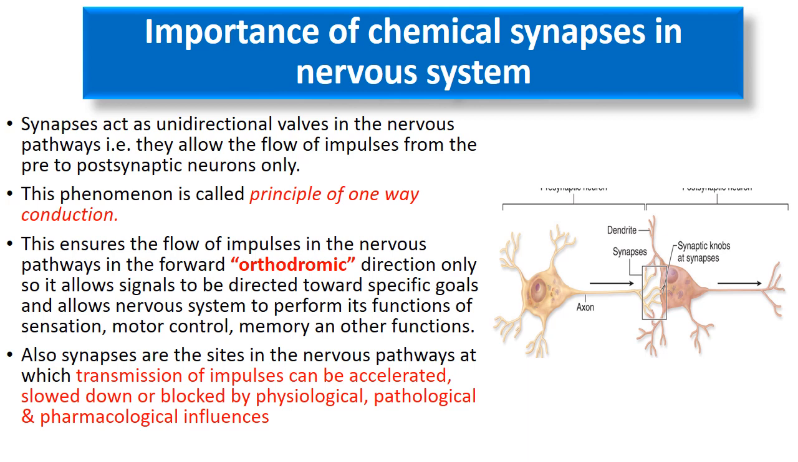So they are the site for the impulse, where the impulses can be accelerated, slowed down, or blocked either by physiological, pathological, or pharmacological influences. You will study that a few drugs act on these receptors, and they may either increase the activity of these synapses, or decrease the activity of these neurotransmitters. So they are the important site where the impulses can be accelerated, slowed down, or blocked.